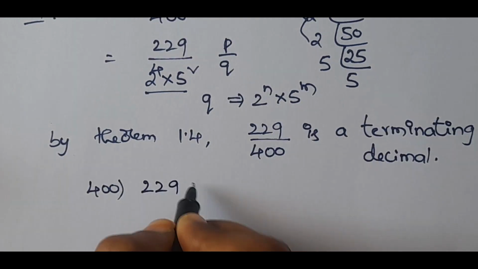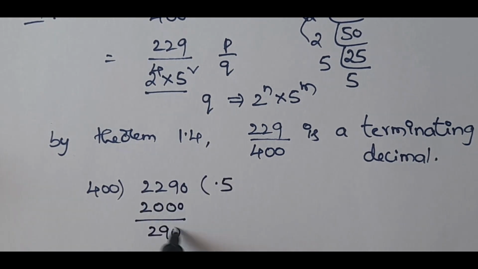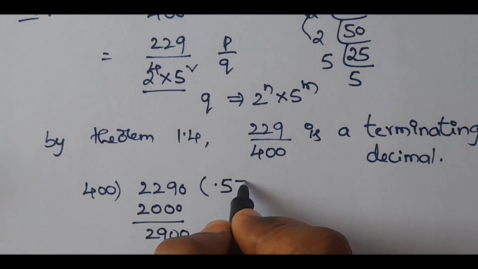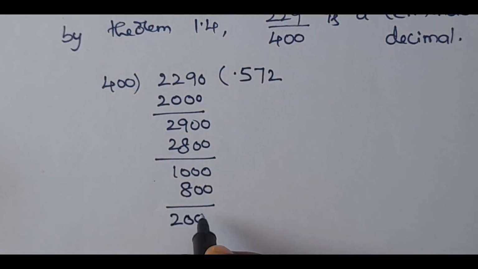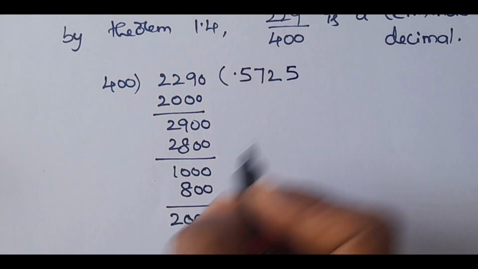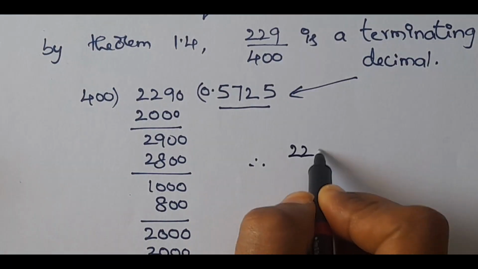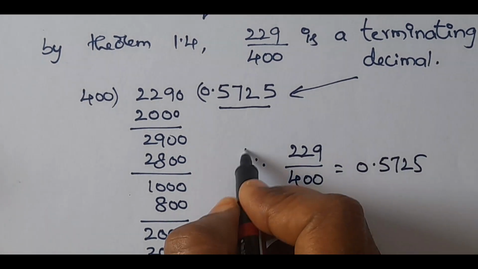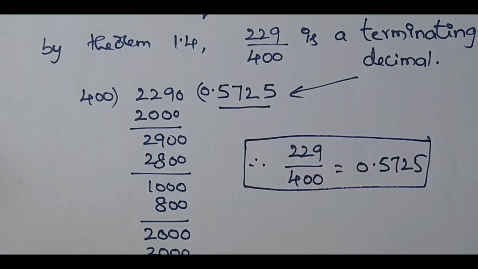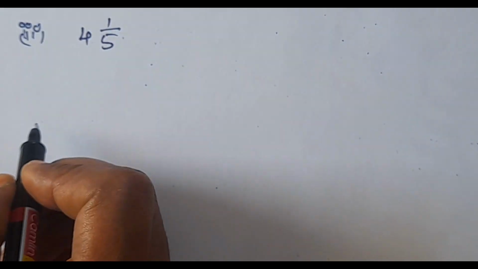Let us check by division method. 400 is the divisor and 229 is the dividend. Place a point in the quotient, then the dividend becomes 2290. 400 5s are 2000. The remaining is 290, then add 0, 2900. 400 7s are 2800. Remaining 100, add 0, 1000. 400 2s are 800. Next, 400 5s are 2000. Therefore, the decimal form of 229 divided by 400 is equal to 0.5725. The decimal expansion is not repeating. That's why 229 by 400 has a terminating decimal expansion.